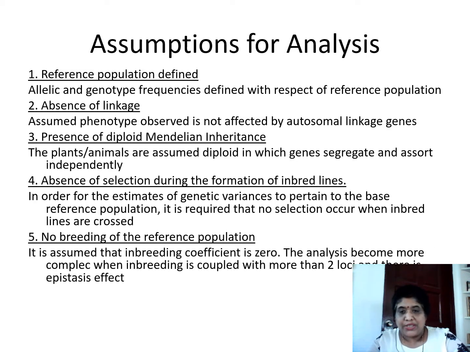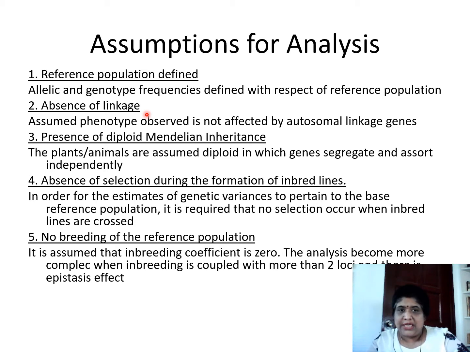Now, when you are going to start on quantitative genetics, there are 5 assumptions that you need to remember. The first one is looking at the reference population. Most of the time, you will need to define your reference population. You need to quantify the allelic and genotype frequencies with respect to the reference population. Number 2 is you have to make sure there is absence of linkage, and whatever phenotype you observe is not affected by autosomal linkage genes.